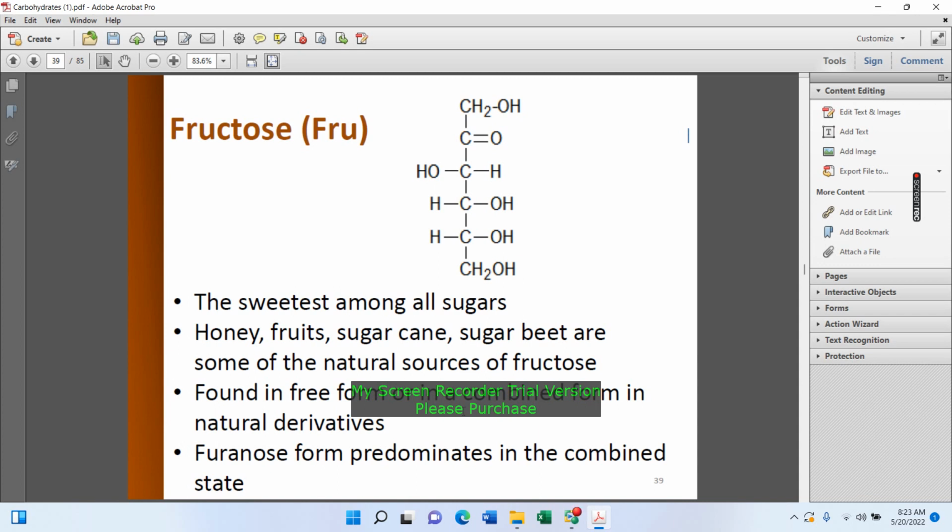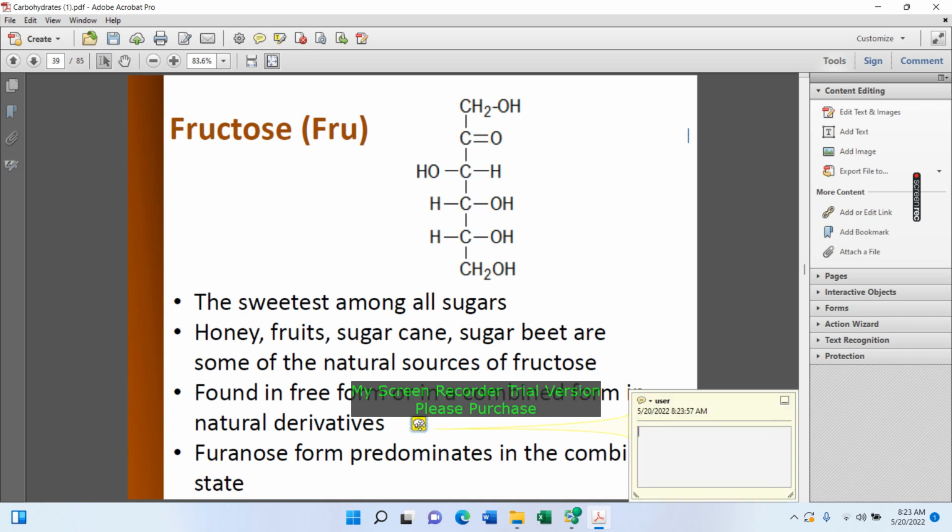Found in free form or in a combined form in natural derivatives. That means fructose is found in free form, or in combined form. Free form is just pure fructose. Also they are available in nature.